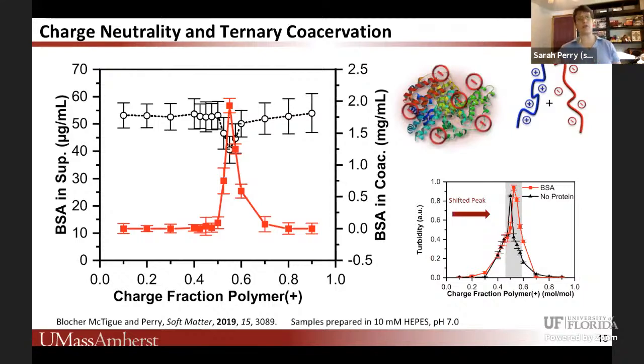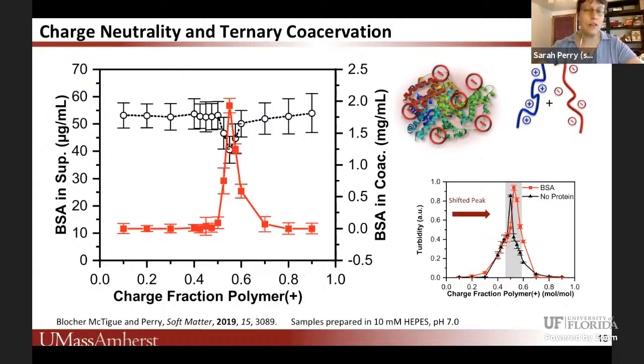And so she can separate out the two phases and quantify the amount of protein in both the supernatant and the coacervate. And so if we start off, our sample has about 50 micrograms per milliliter of protein. If we don't see phase separation, say at the ends, we recover pretty much all of that protein in our supernatant. But once we start having phase separation, you see a depletion of protein from the supernatant that's matched with a commensurate increase in protein in the coacervate.